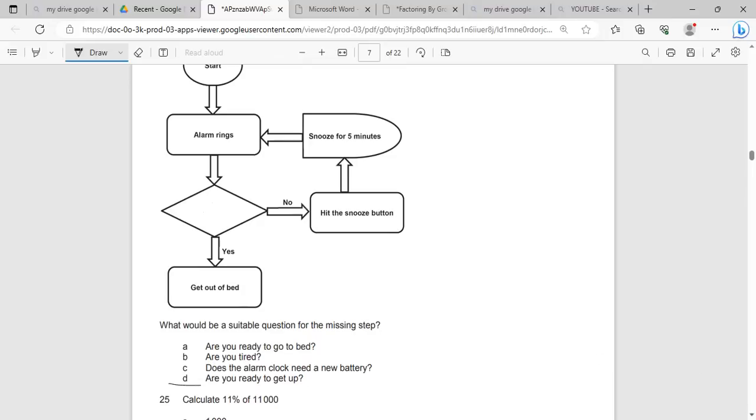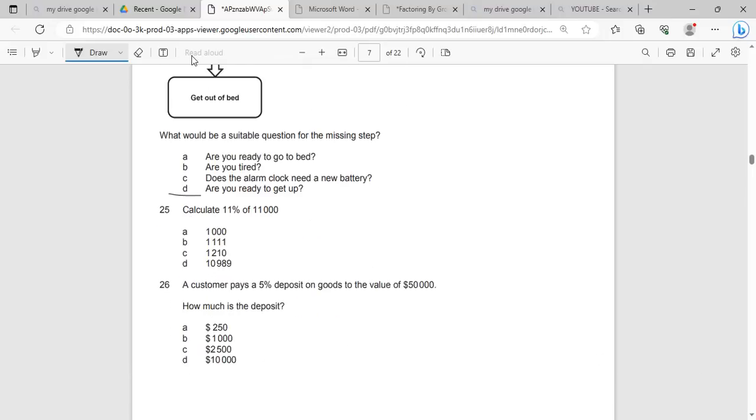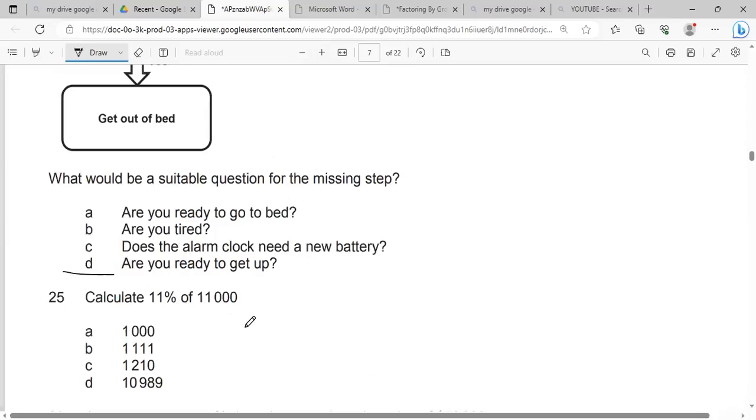All right, number 25 says 11% of 100, which is 11,000. All right, so let's find that. So it's 11%. So percent means out of 100. So we times this by, no, this is 11.